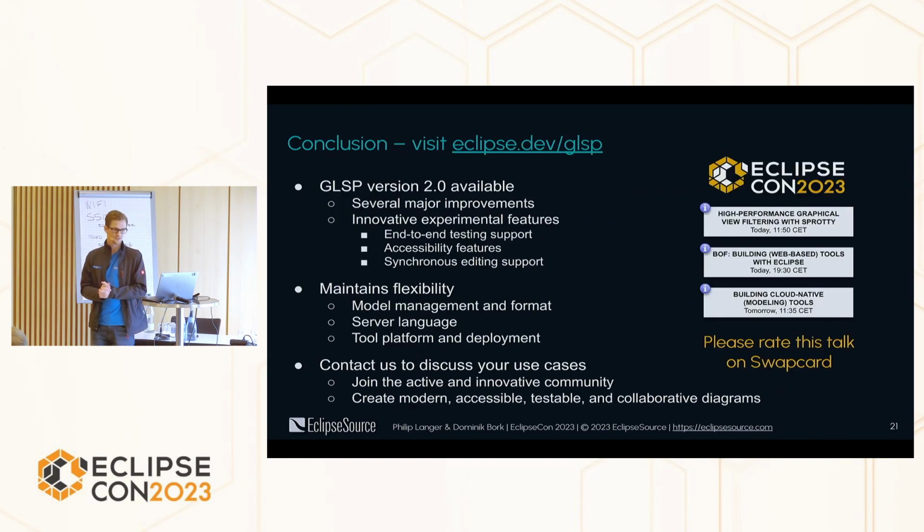Right. That's basically it. I'm happy that all the demos worked. So just a few words, so that we have a few more minutes for the questions. GLSP version 2 is available. There are several major improvements. I just brushed over them really quickly, but showed new experimental features that we have. And all of these features really are built in a way that the core values of GLSP, the flexibilities with respect to model management and format, server language, or tool platform and deployment is really kept in place.